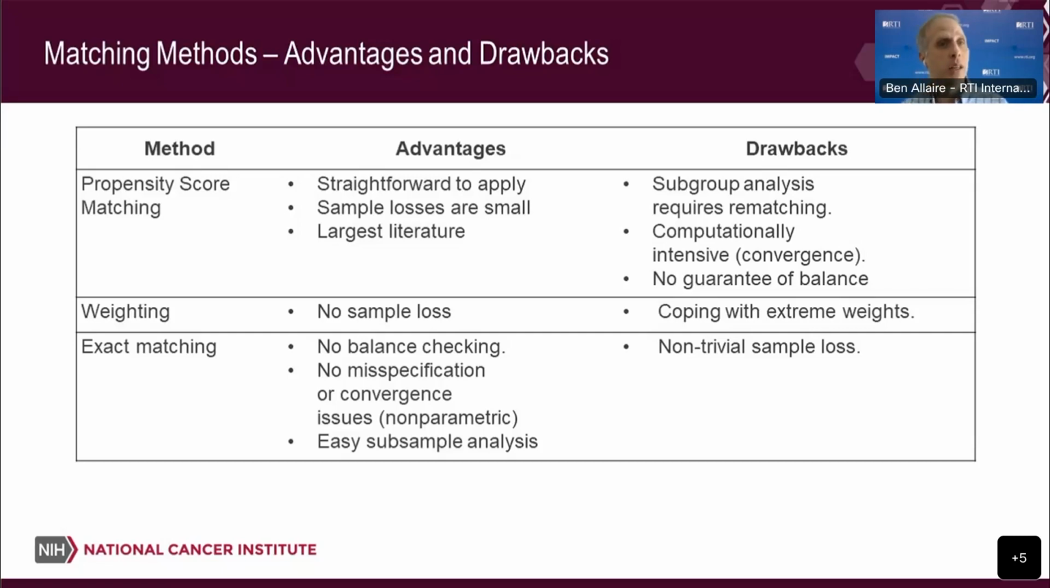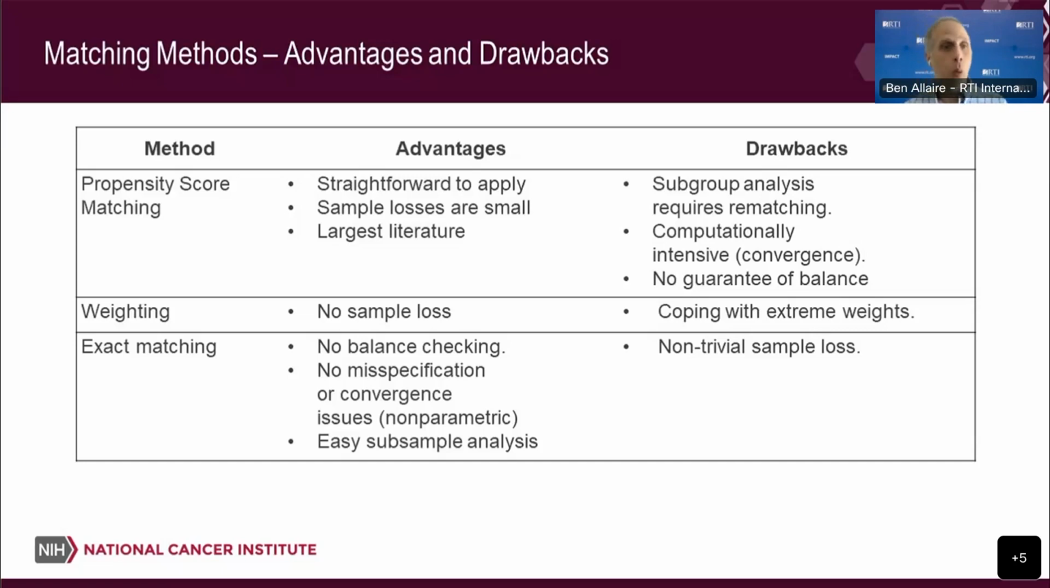There's a possibility that if the sizes of the groups are relatively disparate, so you have a ton of people in your group of interest but a very small comparison group, or vice versa, you could have convergence issues with your propensity score model. That is a concern. And then there's no guarantee of balance, so you may need to rematch and think about clever ways to achieve that balance.